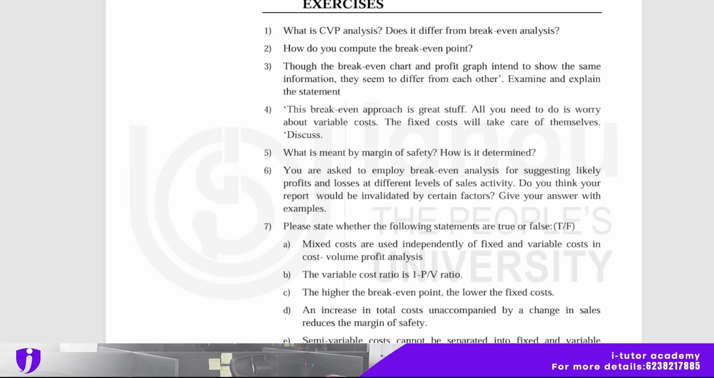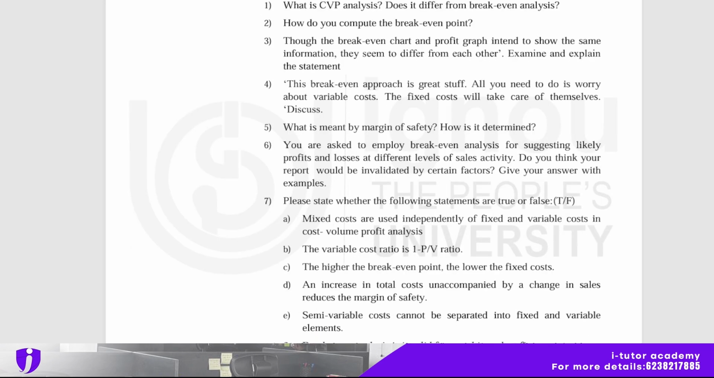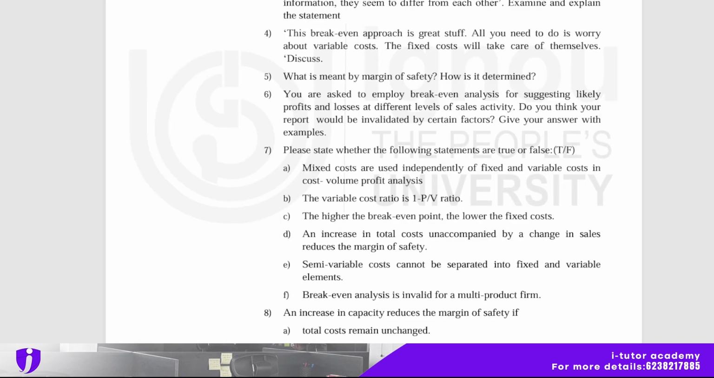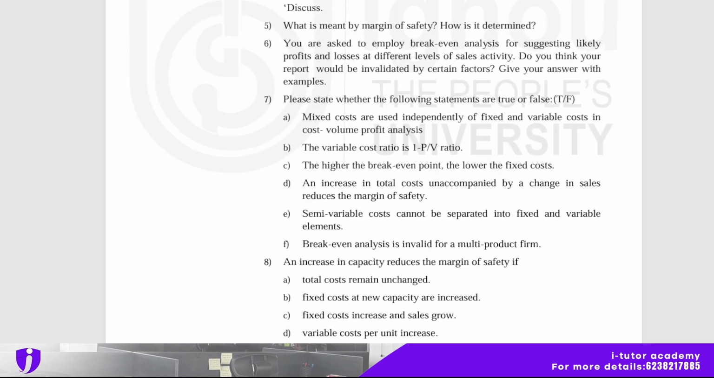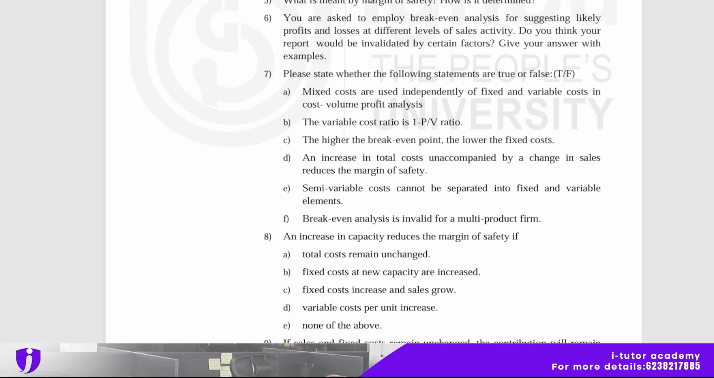First question is, what is CVP analysis? Does it differ from break-even analysis? How do you compute the break-even point? Though the break-even chart and profit graph are intended to show the same information, they seem to differ from each other. Examine and explain the statement. Next is, this break-even approach is great stuff. All you need to do is worry about variable cost. The fixed costs will take care of themselves. Discuss. What is meant by margin of safety? How is it determined? And next is, you are asked to employ break-even analysis for suggesting likely profit and losses at different levels of sales activity. Do you think your report would be invalidated by certain factors? Give your answer with examples.